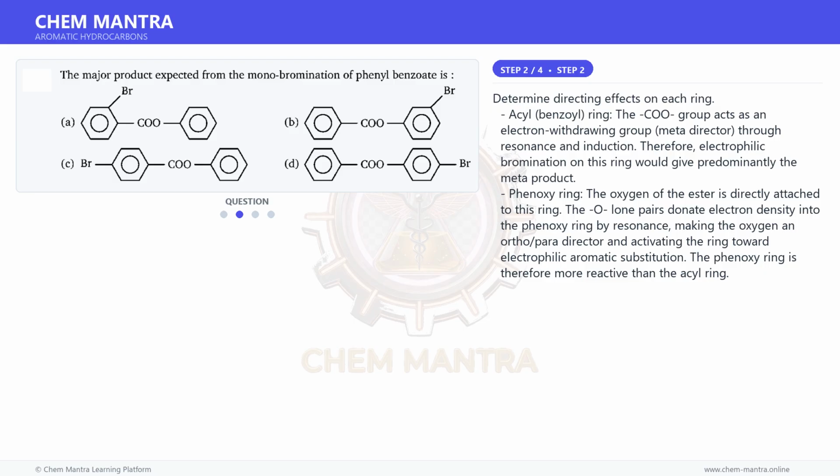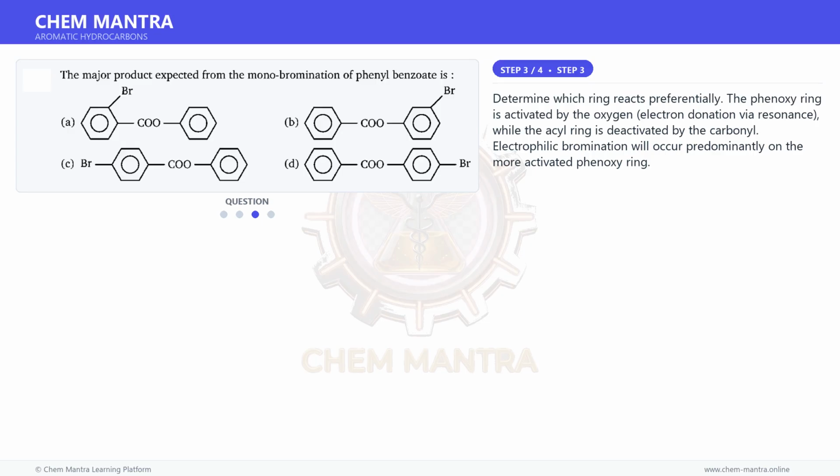Phenoxy ring: the oxygen of the ester is directly attached to this ring. The O lone pairs donate electron density into the phenoxy ring by resonance, making the oxygen an ortho-para director and activating the ring toward electrophilic aromatic substitution. The phenoxy ring is therefore more reactive than the acyl ring. Moving on to the next step.